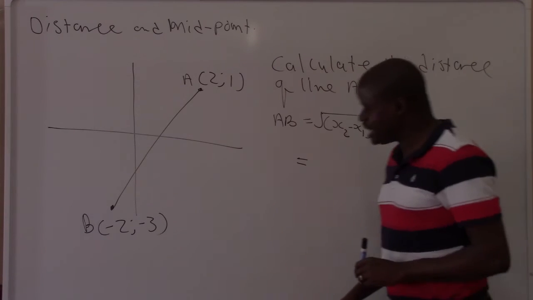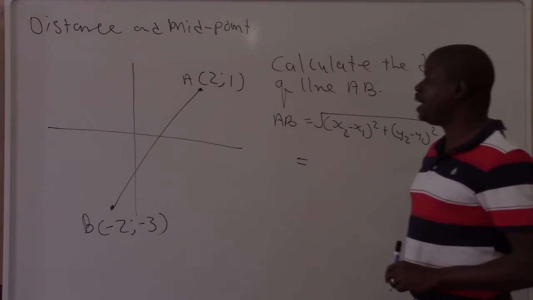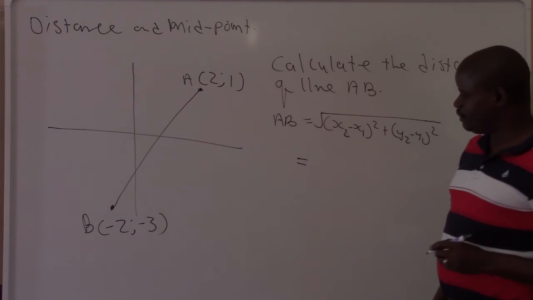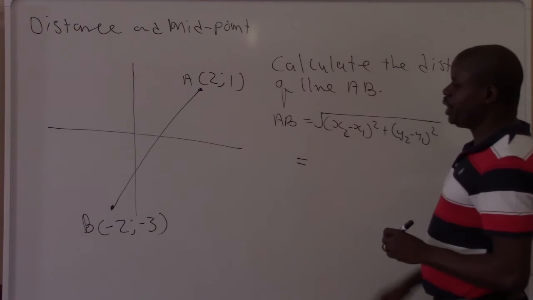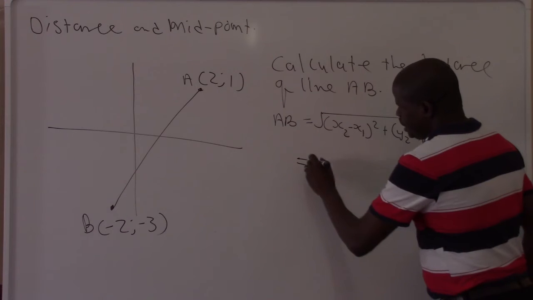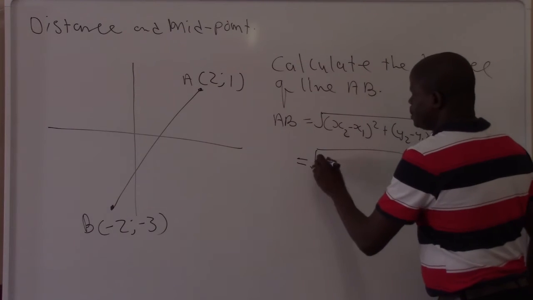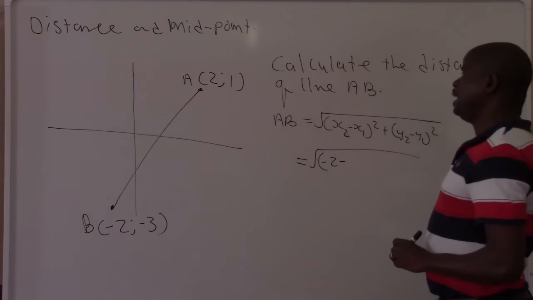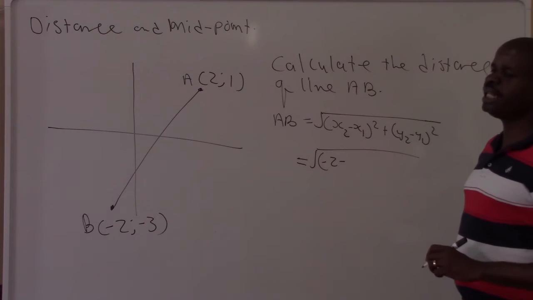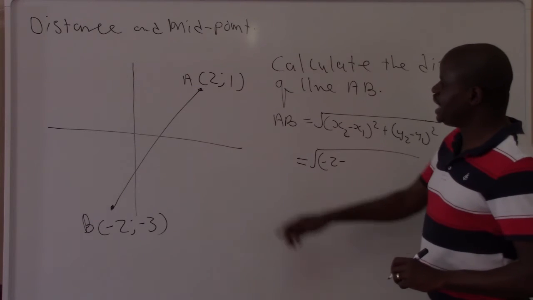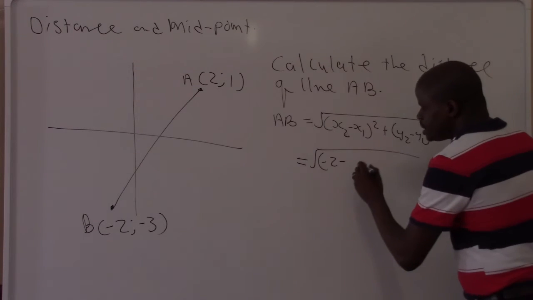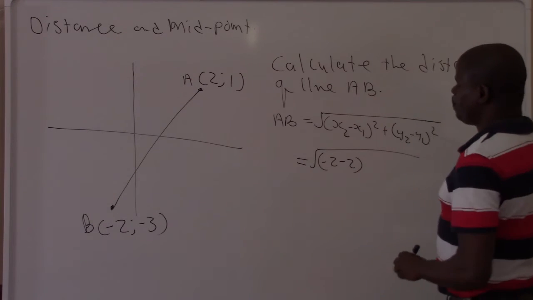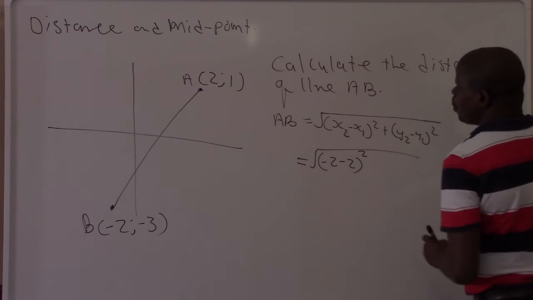So here I said let us take B to be our second point. So the coordinates of B are -2 and -3. So -2 is for X. Then in this case we will say -2 minus, then what is the X in the A coordinate? The X there is 2, so it's -2 minus 2, because this 2 here is positive. And then we say square.